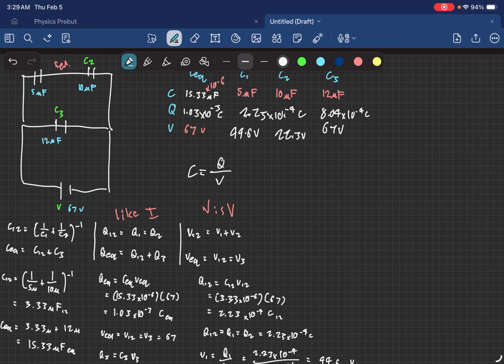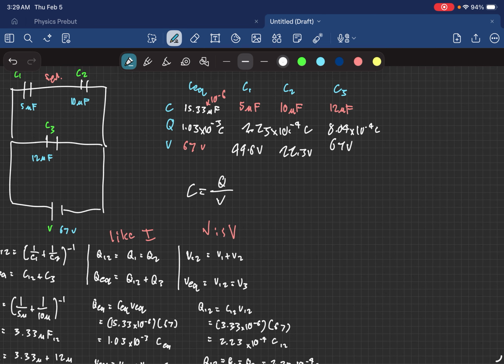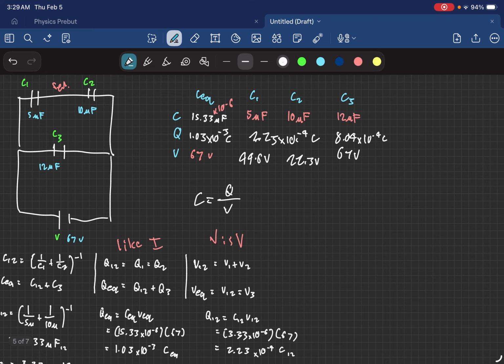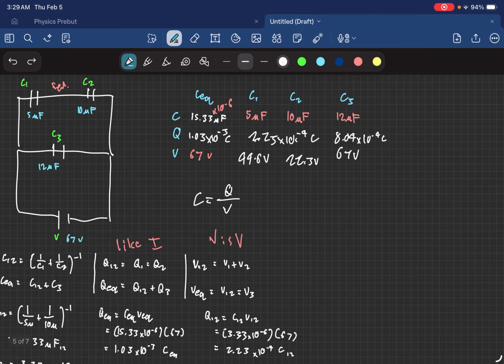Remember, if you want to double check if you're correct, look at the part where you have a series connection. Look at its voltage. When you add these two, it should equal your total voltage. It's not going to be exact, but it's right there. 44.6 plus 22.3 gives you 66.9, which is like this already. So there you have it.